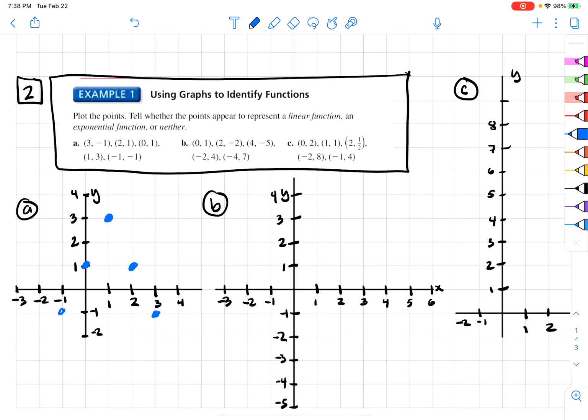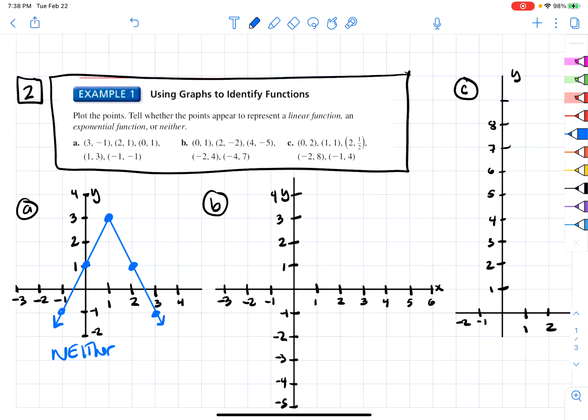And then -1, -1. Well, if I connect these, you can see that these do not make a line, and they do not make an exponential curve. So I would say that this one represents neither, because that doesn't match up with anything that we've been working with so far with linear or exponential.